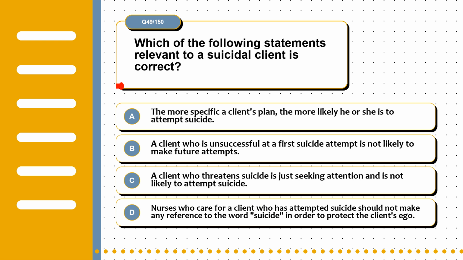Question 49. Which of the following statements relevant to a suicidal client is correct? Here are the options. Option A. The more specific a client's plan, the more likely he or she is to attempt suicide. Option B. A client who is unsuccessful at a first suicide attempt is not likely to make future attempts. Option C. A client who threatens suicide is just seeking attention and is not likely to attempt suicide. Option D. Nurses who care for a client who has attempted suicide should not make any reference to the word suicide in order to protect the client's ego.